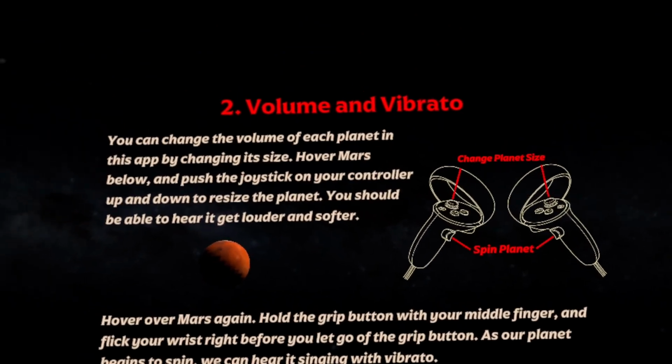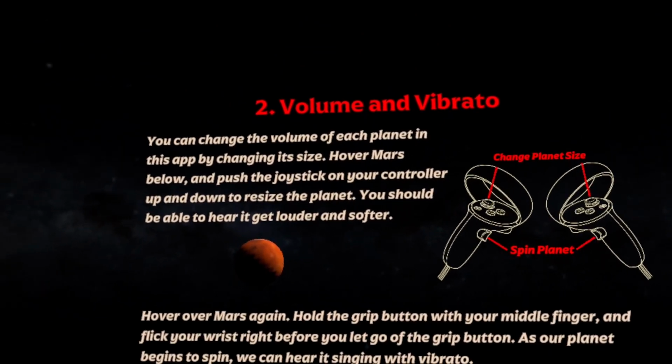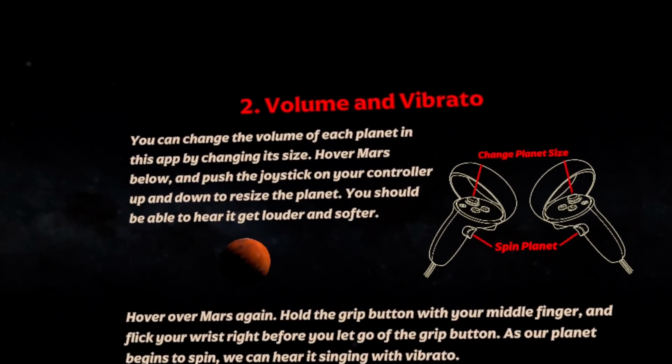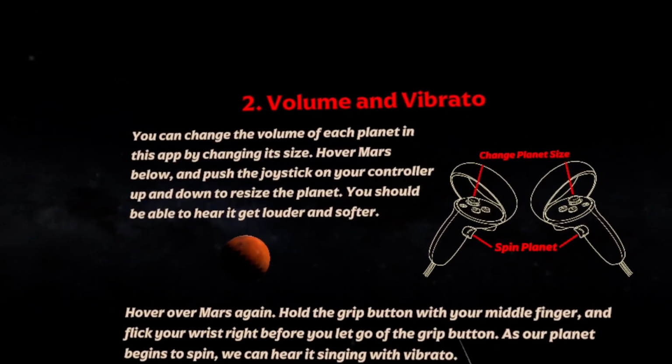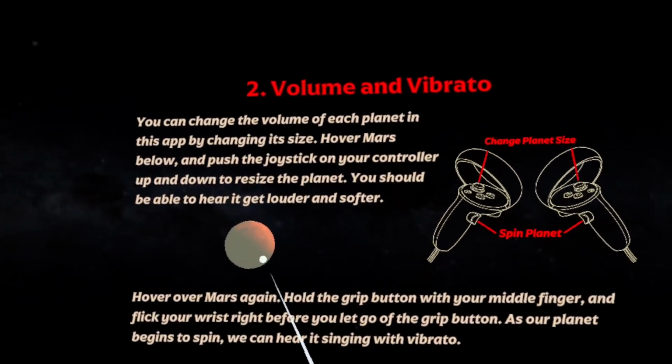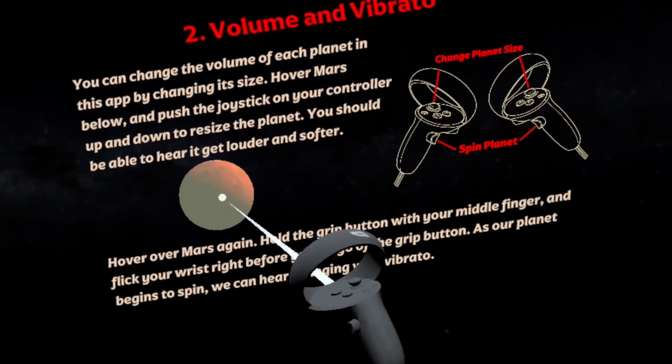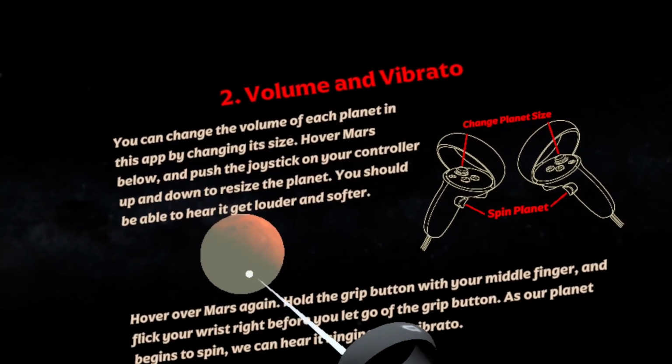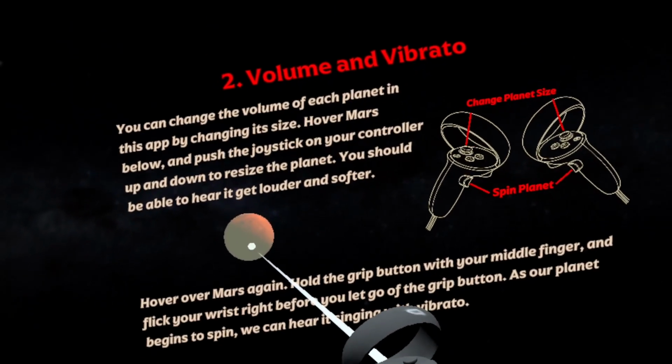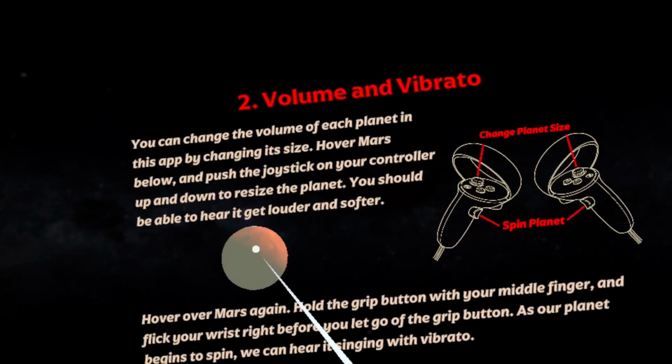On to the next page, we learn about how we can change the volume of each of these planets by adjusting their size. So if we hover over Mars here and we push the thumbstick or joystick up, we hear that Mars gets louder there, and if we push it back down again, it gets quieter once more.